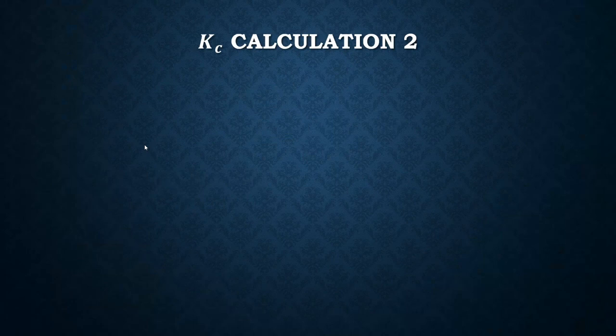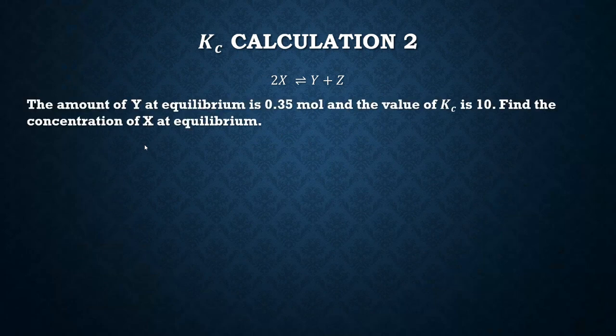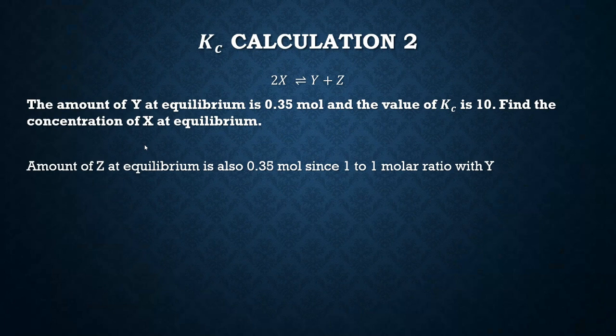Okay, let's look at another calculation. We've got this reaction, 2X goes to Y plus Z. So there's 0.35 moles of Y at equilibrium, and the value of Kc is 10, and we need to find the concentration of X at equilibrium. So from the equation, we know that there's also 0.35 moles of Z, because there's a 1-to-1 ratio with Y.